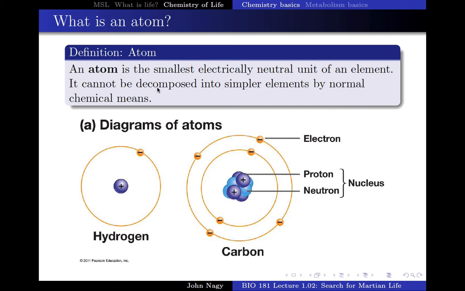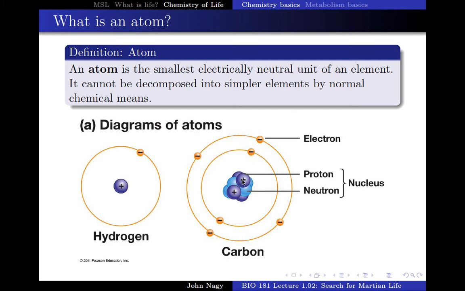It can be decomposed into other components. These components, protons, electrons, and neutrons, are not elements. Those are something different. There's a different state of matter. So that's what an atom is, and the key phrase here is smallest electrically neutral unit.